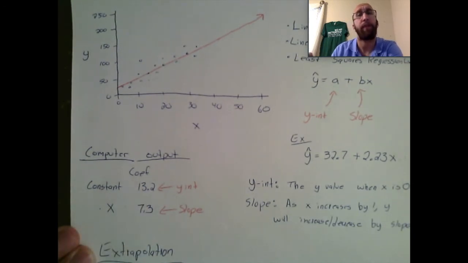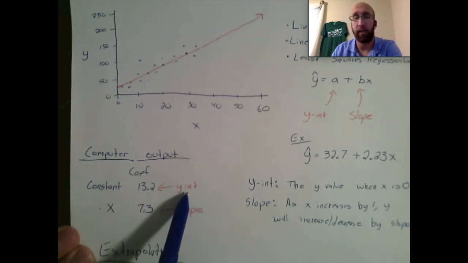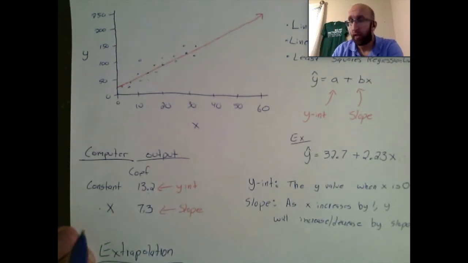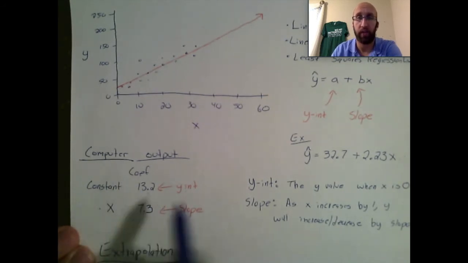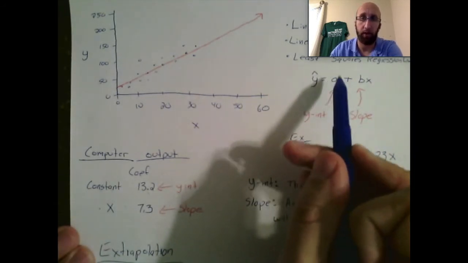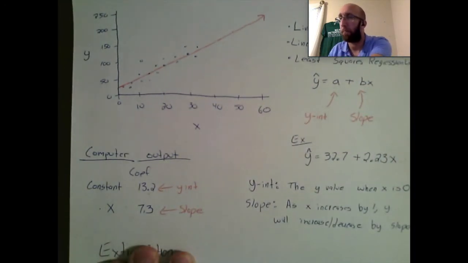The thing that you have to figure out is which number is your y-intercept and which number is your slope. The row that has your constant is going to be your y-intercept, and the row that is tied to your x variable is your slope. So y-intercept first, slope second, which helps you out because y-intercept is first, slope second in the equation. So we do need to know how to pull that information out as well.